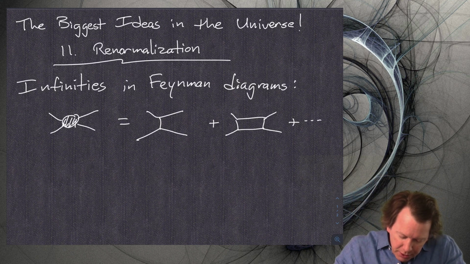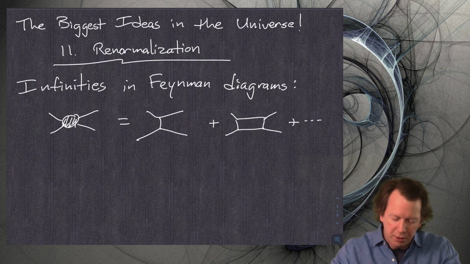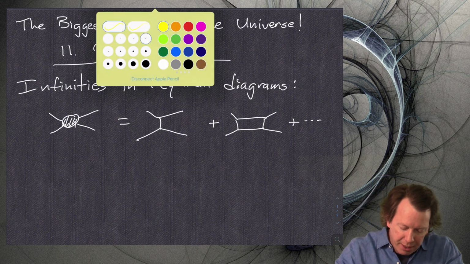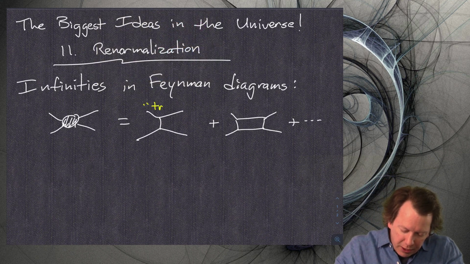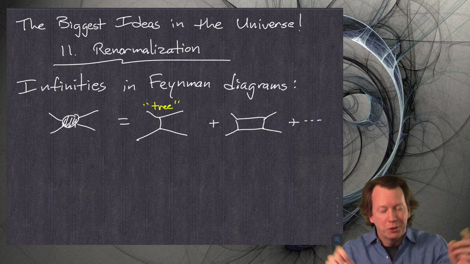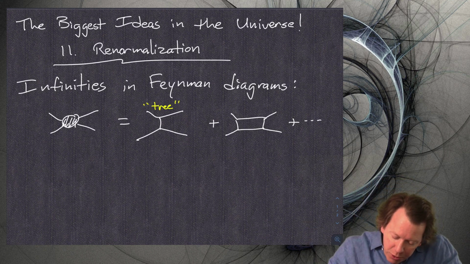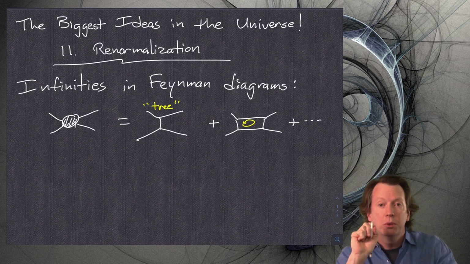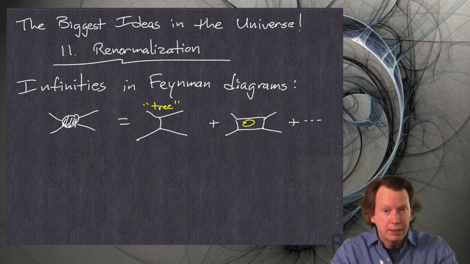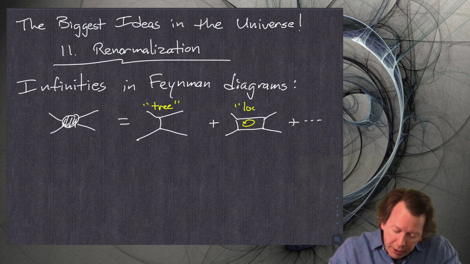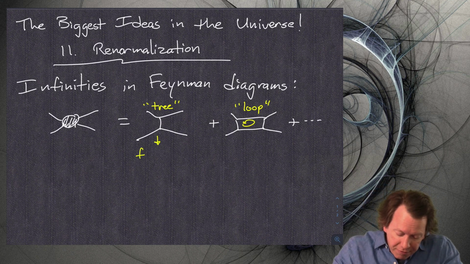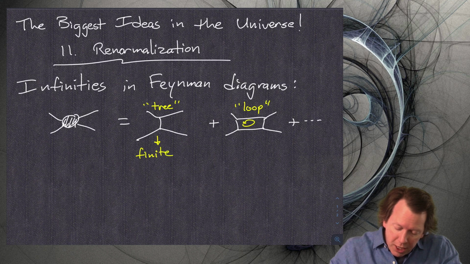So this diagram that we drew has the feature that there are no loops inside of it, okay? We have a label for diagrams like that. These are called tree diagrams. It looks like the branches of a little tree coming out. This diagram, you can go in a loop around the internal legs of the diagram. There's a closed loop that you can describe, which doesn't exist in the first one. So we call these loop diagrams. And what happens is, tree diagrams are indeed finite, but loop diagrams can become infinite.